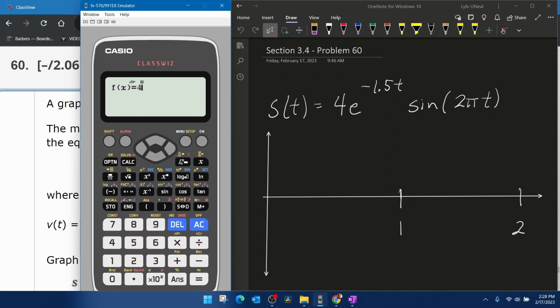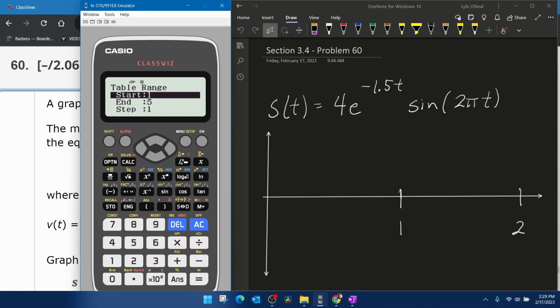So we would say 4e to the negative 1.5x. Instead of t, we're going to do x, and then we're going to move down and put sine of 2 pi x. And we don't have another function, so we're going to hit equals to bypass g of x.